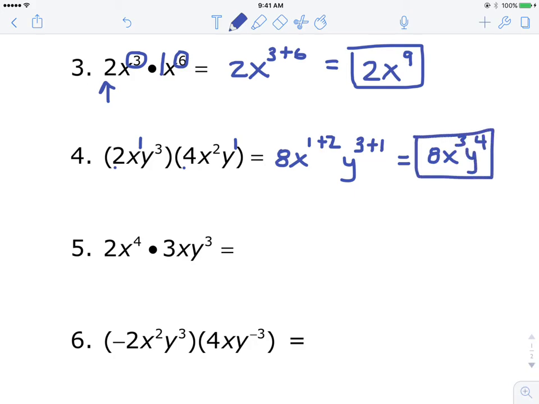The most common mistake in these kinds of problems is students forgetting that these 1's are here, right? Don't forget those 1's are there. They have to be added to your final total.